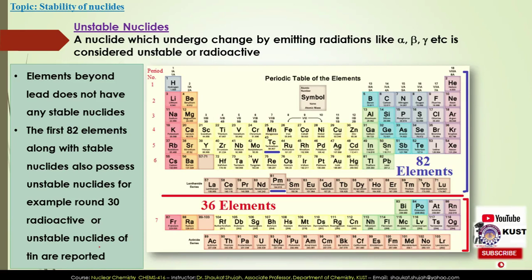The second category of nuclides is the unstable nuclides. These nuclides emit radiations like alpha, beta, and gamma and undergo change in their nucleon number, forming new nuclides. These nuclides are intrinsically unstable and undergo spontaneous change. Therefore, they are also called the radioactive nuclides.